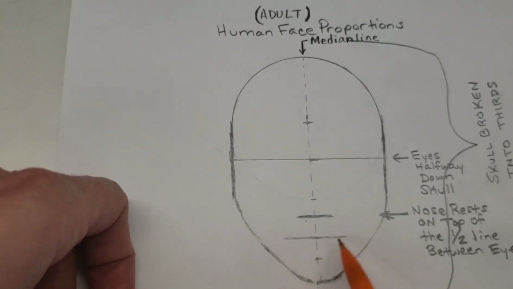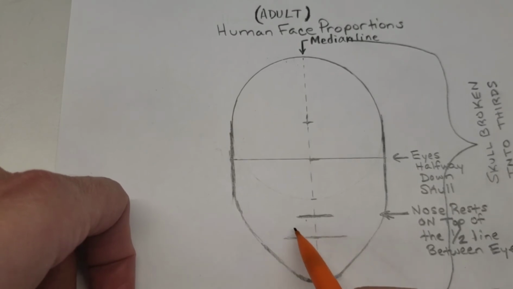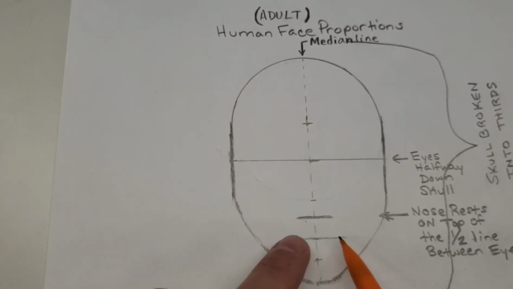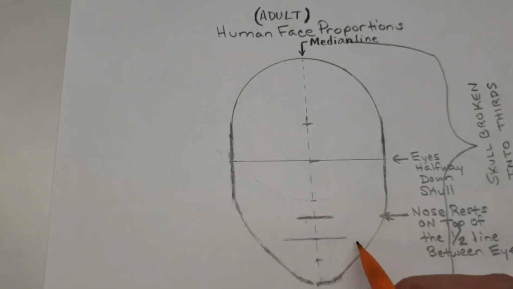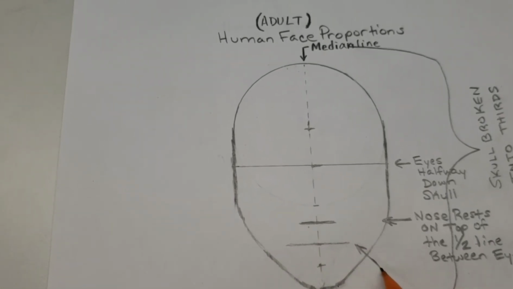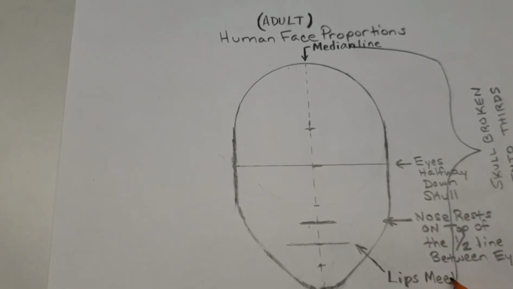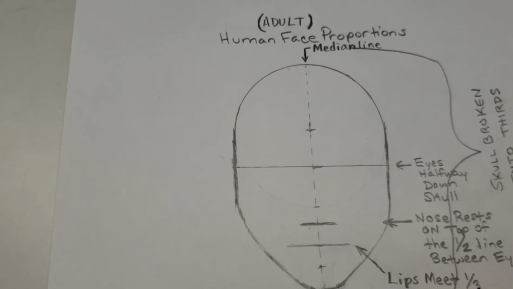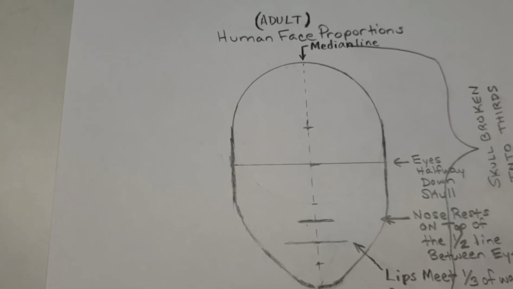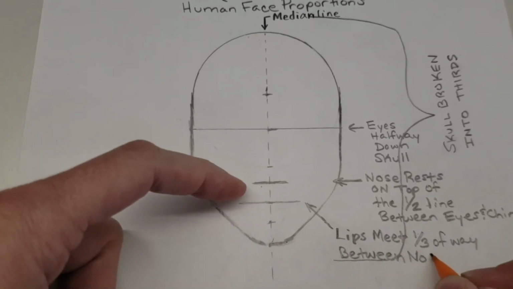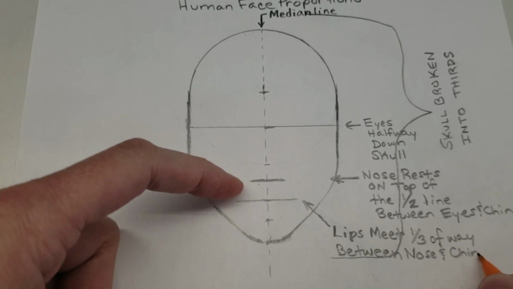So your lips can be any size, right? They can be really large and full and luscious, or they can be very, very thin, right? So it doesn't matter how big or thin your lips are because they meet at the same place every time. So we're going to label that so you don't forget. Your lips meet, not rest on top of, they meet 1/3 of the way between the bottom of the nose and the chin.